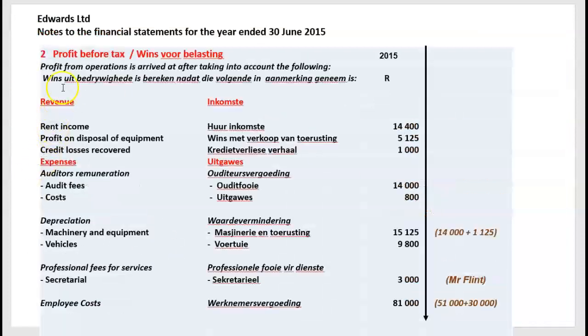Also write down your profit before tax note. You can start then with Edwards Limited, notes to the financial statements for the year ended 30 June 2015. Profit before tax, profit from operations is derived at after taking into account the following. 2015 Rand, and here we have to distinguish, that's not revenue, that's income.